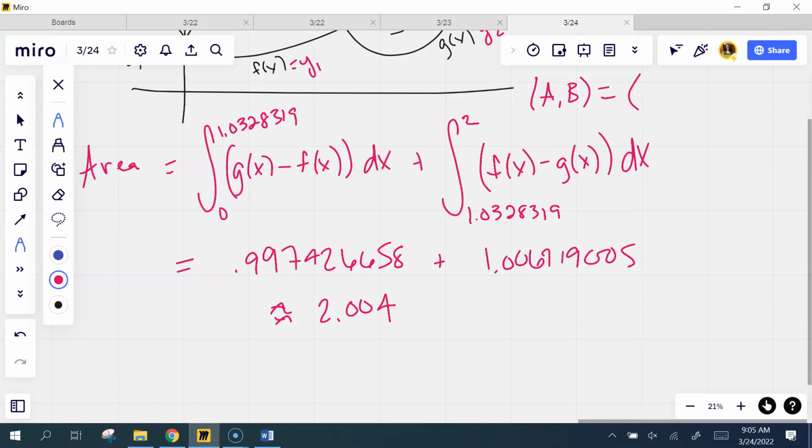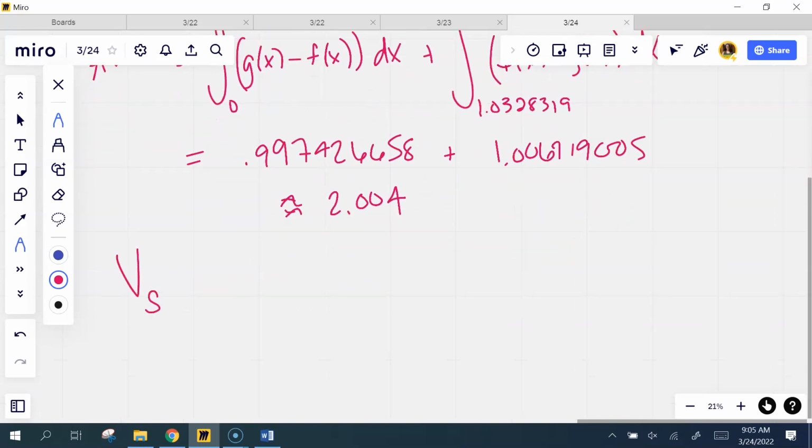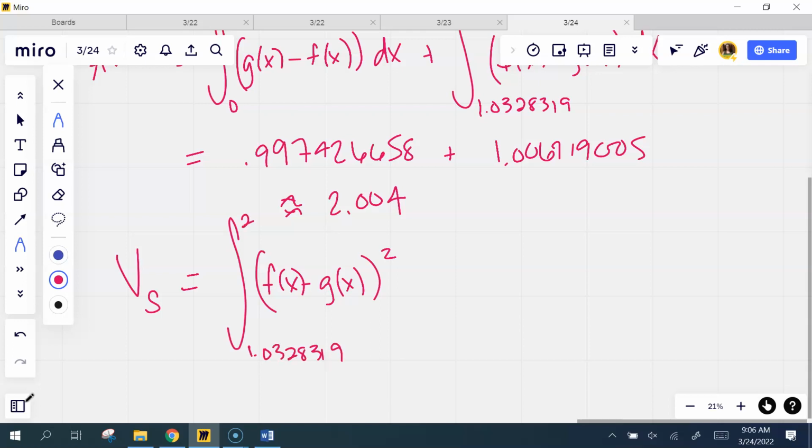Read carefully. I just assumed I was finding the volume of everything, but it's not. It's just Region S. So, the volume of S, remember I'm talking about squares perpendicular, so I just need the side length of the square. The side length of the square is top curve minus bottom curve, right? So that would be G minus F, no, F minus G, I'm sorry. F minus G, that's the side length. I square it for the area, right? And I'm going to do that from that intersection point, which is 1.0328319 to 2 dx.